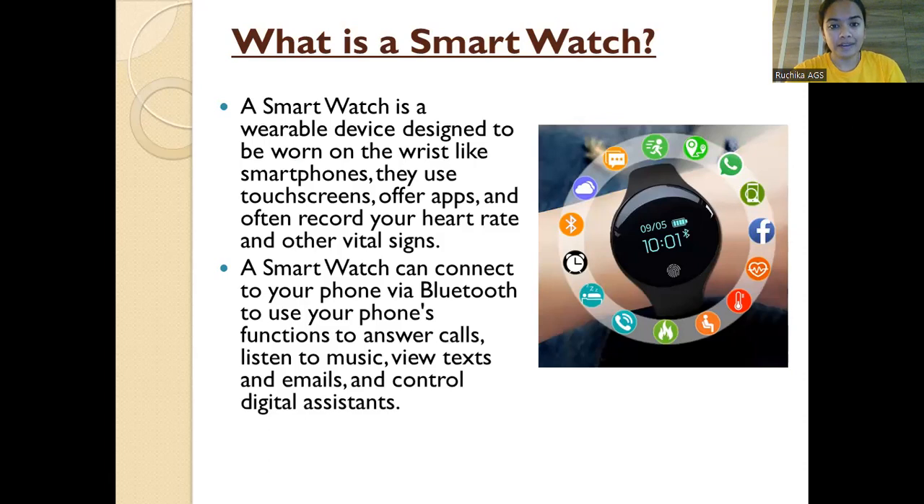It is a computing device that can be worn on your wrist like a regular watch. It differs from a wristwatch in that it does more. It can connect to your phone via Bluetooth to use your phone's functions to answer calls, listen to music, view texts and emails, and control digital assistants. It allows us to use a touchscreen, offers apps, and often records our heart rate, pulse, and vital signs.